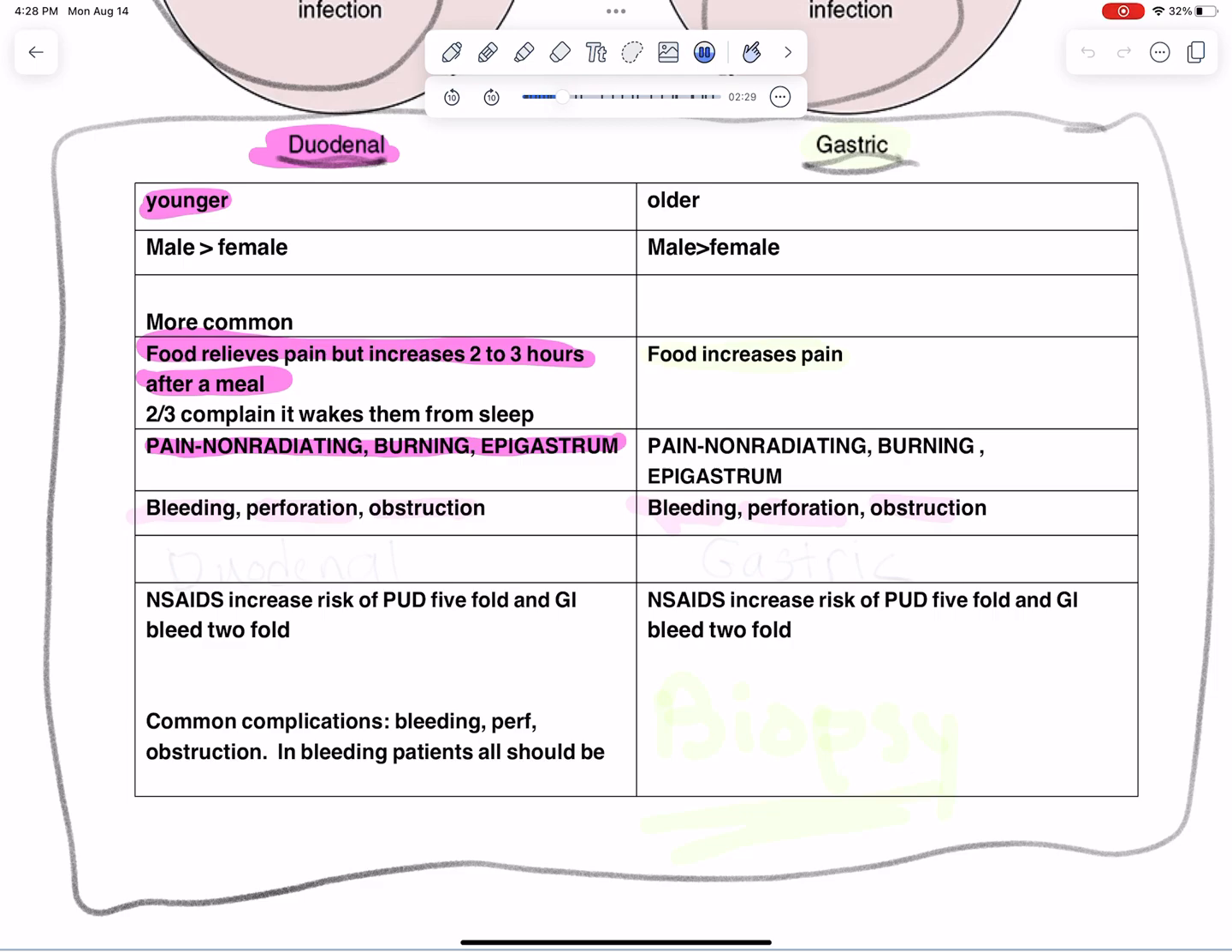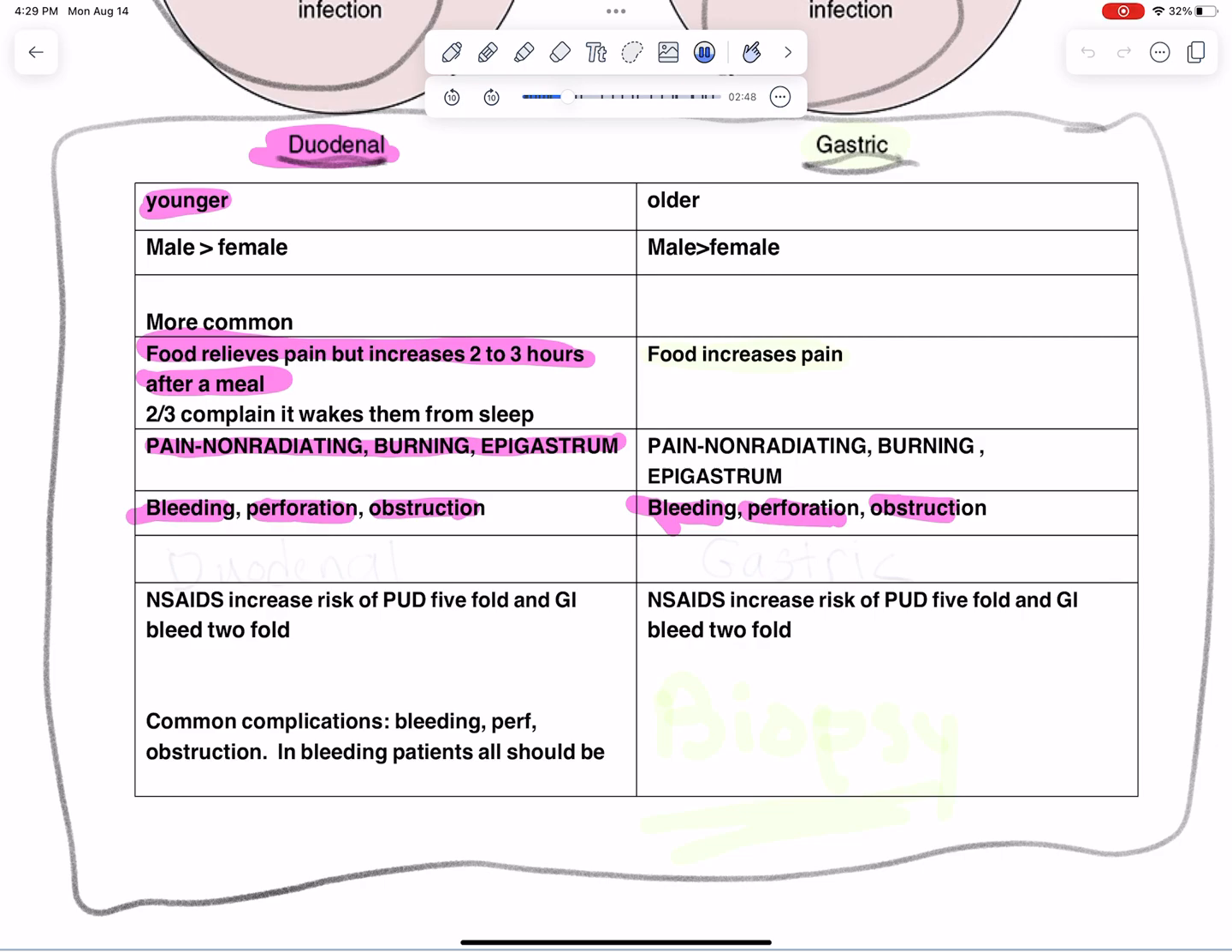What are the complications? The same as for gastric, and we will learn about the operations for them later on in this lecture. Bleeding, perforation, and obstruction for duodenal and gastric.